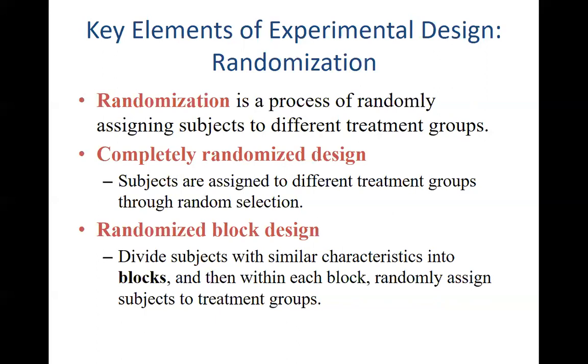Here's another way you could randomize it. It's called randomized block design. So in other words, you're going to divide people into blocks or groups where they have something in common. And then within each block, you randomly assign subjects to treatment groups. So if we have the not very bad acne cases and the really bad acne cases, we might want to divide them out that way first, and then within those groups, make sure we get some of each in both the treatment and the control group.